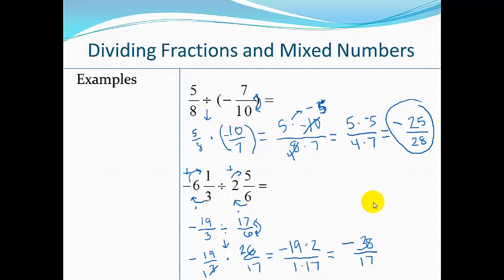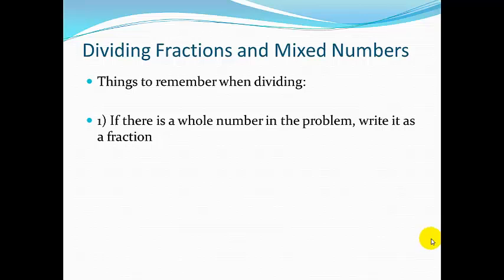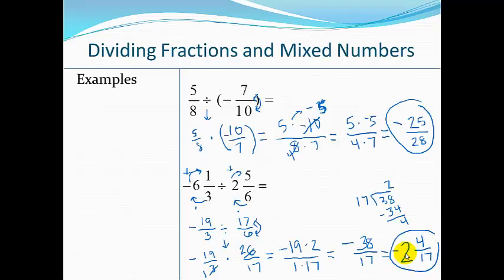We've got to make this into a mixed number. 17 goes into 38. Now make sure you're careful. It goes in twice. 2 times 17 is 34. Subtract and you have 4 left over. So our answer, keeping the negative sign, is 2 wholes and 4 pieces with the same denominator, which is 17. Remember, sometimes it's a lot of work.